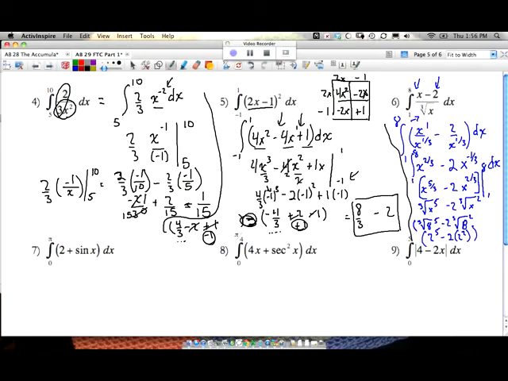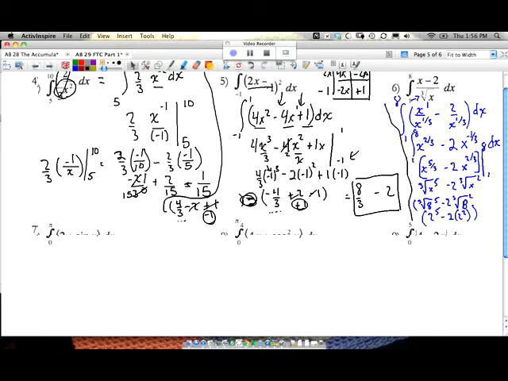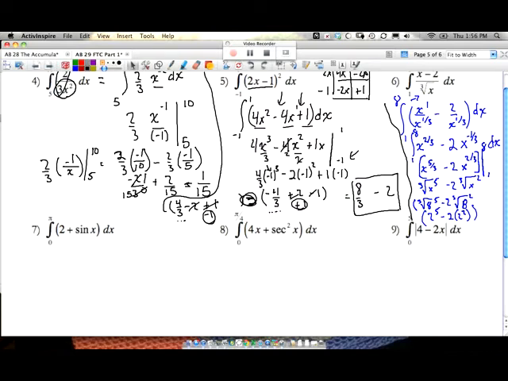For the second half, can I move this down? No, I can't. It's all connected. That's okay. So that's going to be 32. Is that 32? Yeah, 8, 16, 32. So 32 minus 8, so that's 24 for that first half.